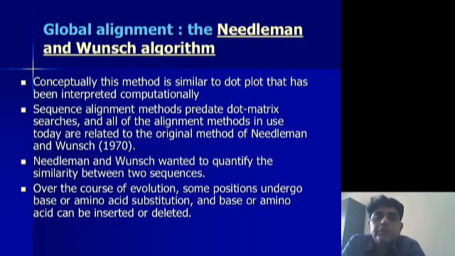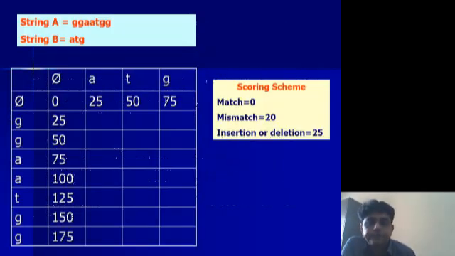So whatever software you are using today for the comparison of sequences, at the baseline they are still using global alignment. Needleman and Wunsch wanted to quantify the similarity between two sequences. Over the course of evolution, some positions undergo base or amino acid substitution, and a base or amino acid can be inserted or deleted. As we know, all sequences originated from one single cell, so during evolution there would be some addition, deletion, or substitution. Depending upon the earlier matrix we saw in the last lecture, PAM and BLOSUM, we try to give a score to the entire alignment for the comparison of sequences.